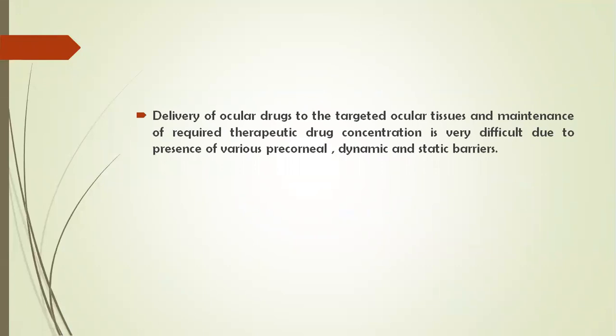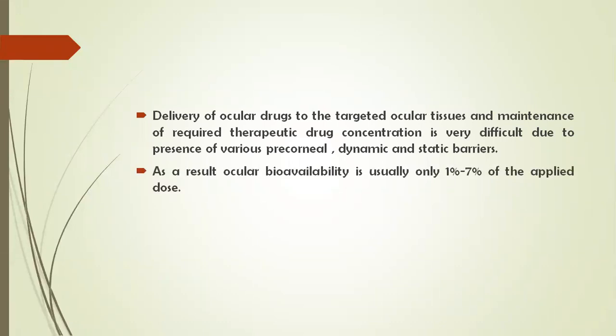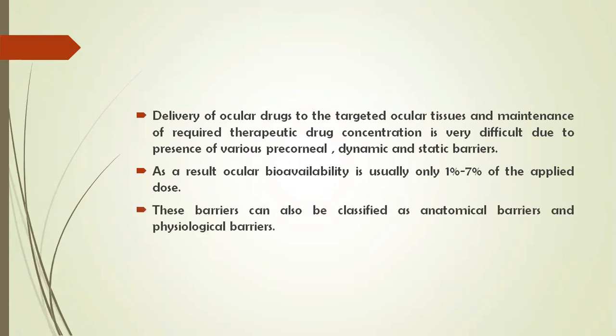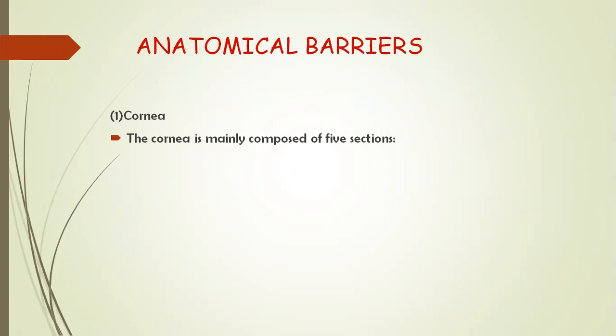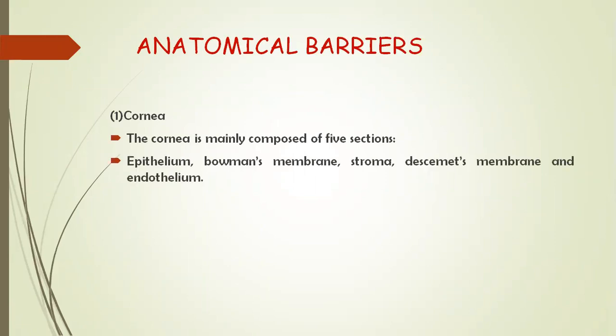So delivery of ocular drugs to the targeted ocular tissues, requiring therapeutic drug concentration, is very difficult due to the presence of various precorneal dynamic and static barriers. As a result, ocular bioavailability is very less. These barriers can also be classified as anatomical and physiological barriers. So anatomical barriers, that is the cornea, it is composed of 5 sections, that is epithelium, Bowman's membrane, stroma, Descemet's membrane and endothelium. Epithelium acts as a principal barrier.